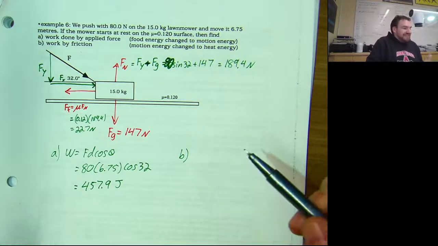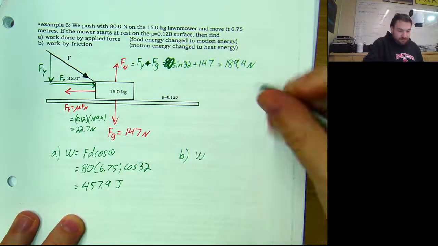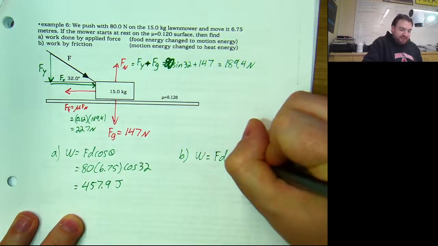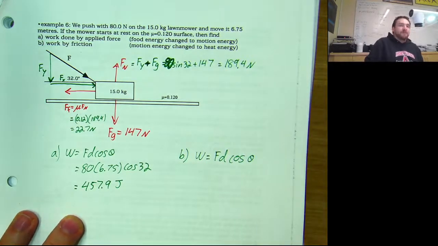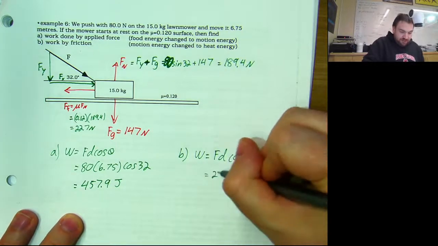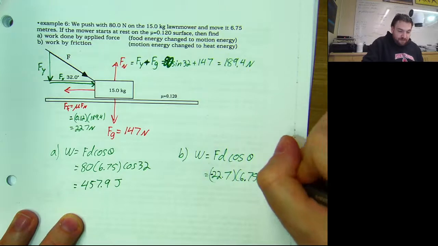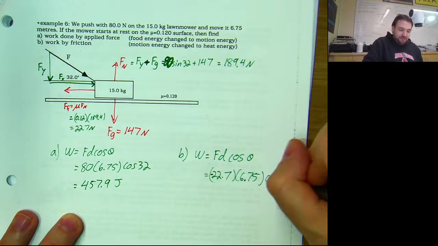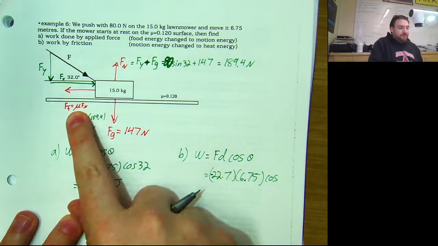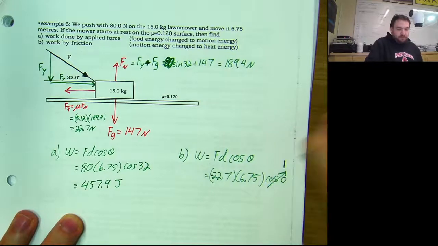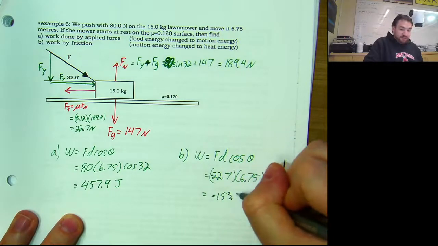Part B here just asks for the work done by friction. So if we use the same formulation again, if I use FD cos theta, my force of friction is 22.7. My distance is still, or negative, sorry, because it's a displacement, still 6.75 meters, but now I have the cos of the angle between, it's 0. Cos of 0 is 1. So my work done here is just going to be negative 153.41.